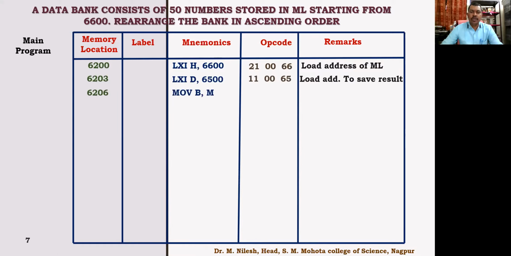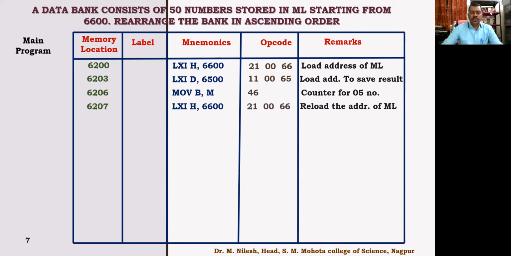Let's start with this. This is the counter, and we are putting it in register B. So this is the first counter, and this will continue now. We'll be loading 6600 again, and now we are going to start the main program. Each and every time whenever one number is complete, it will again jump to this 6207 memory location and repeat the same procedure. This counter, register B, is going to keep track of how many numbers we have completed.